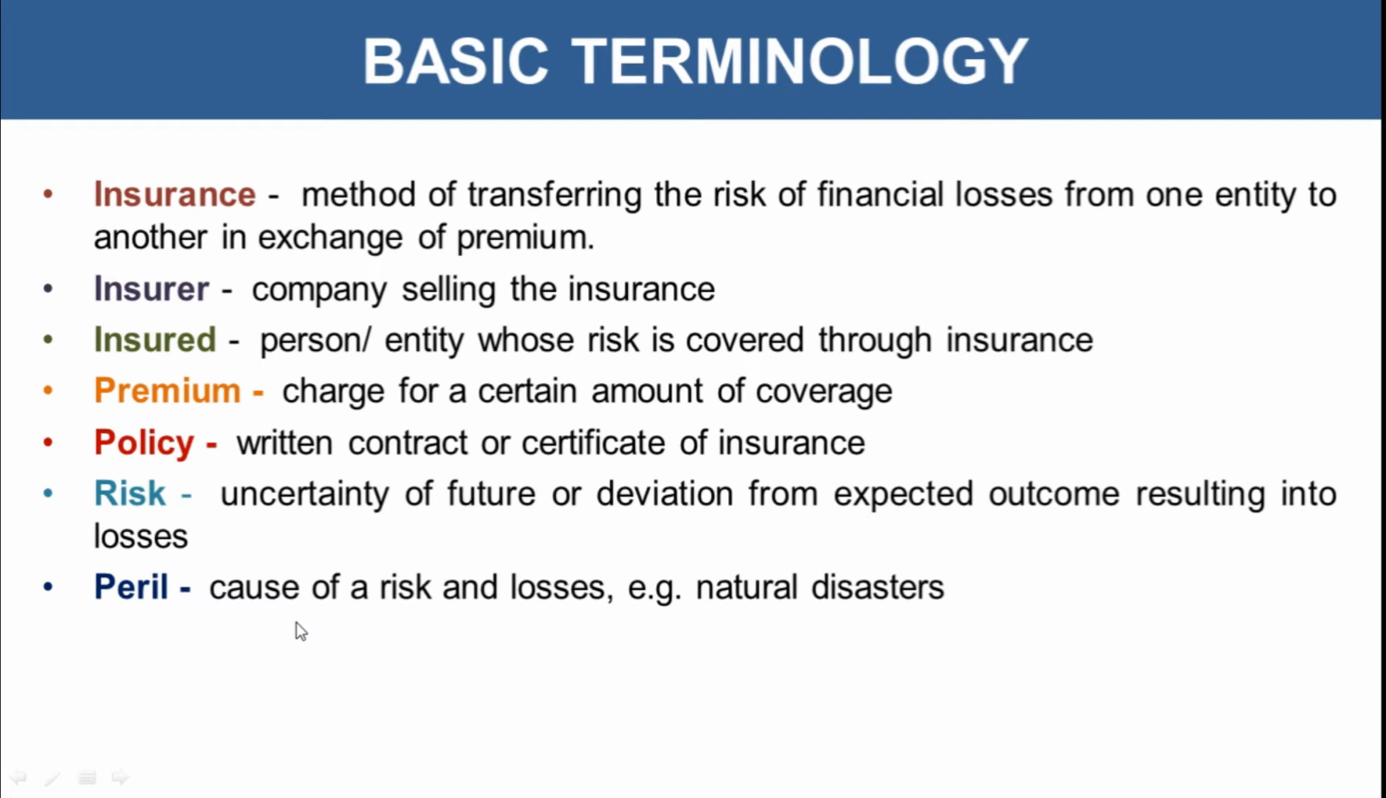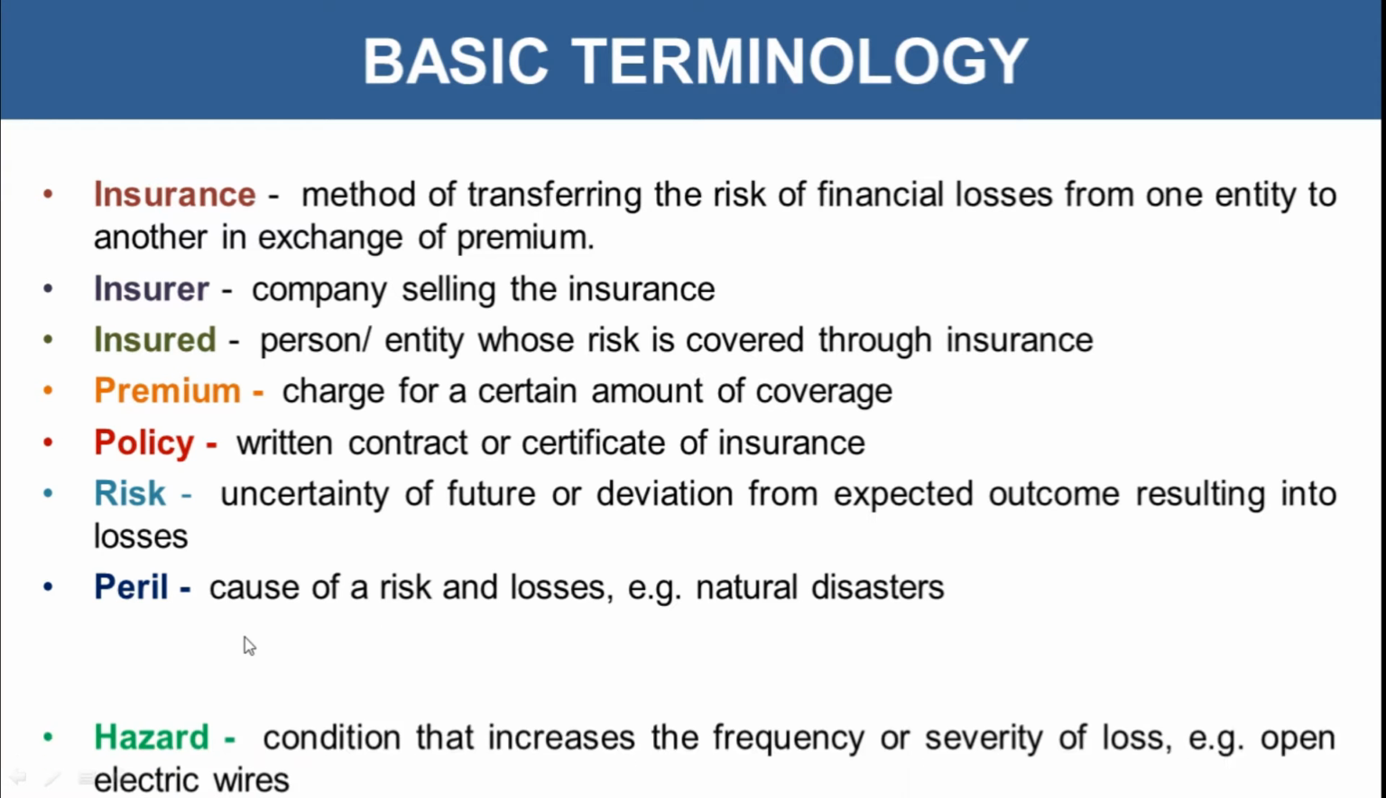Now, what is peril? Peril is the cause of a risk and losses. So, for example, natural disaster. Now, natural disaster is a cause of a risk because when any kind of floods or cyclones come, there is a lot of damage to the property as well as to human life. So that is a cause of risk. So any cause of a risk would be referred to as peril.